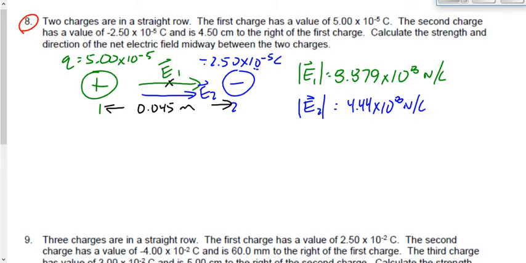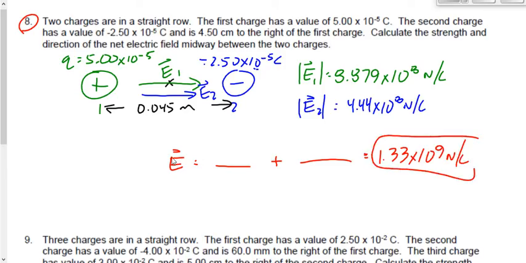Now, of course, these are both positives, so when I go to find the net electric field, I'm going to add them together, right? And when I do both positives, I get 1.33 times 10 to the 9. And the answer would be to the right because both fields are to the right. Right plus right equals right.